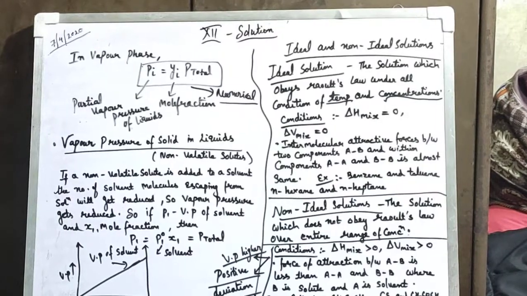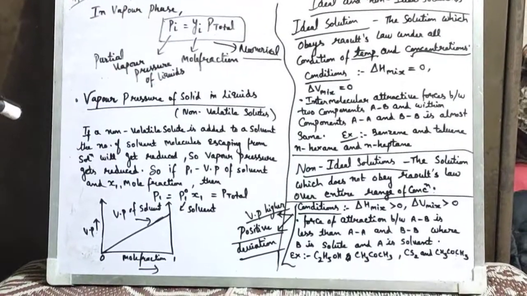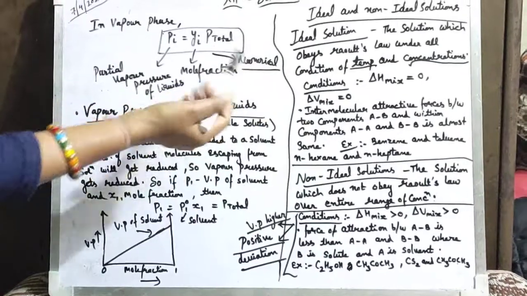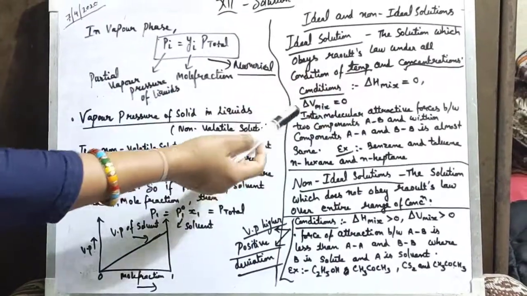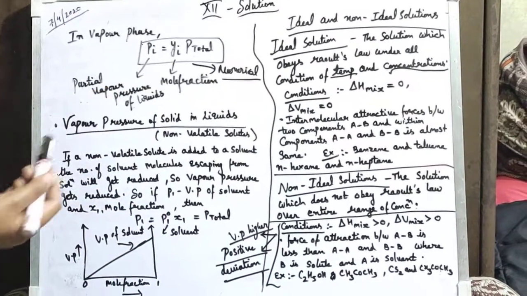If it is going with that and obeying that condition of Raoult's law, then it will be called an ideal solution. So the condition for this is that delta H mixing is 0, delta V mixing is 0, and the attractive forces are almost equal.